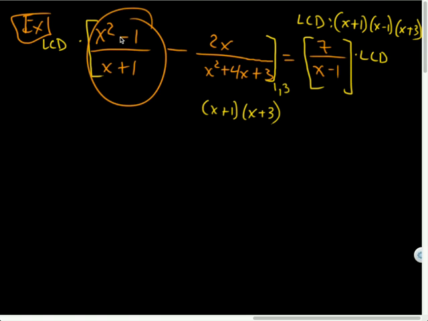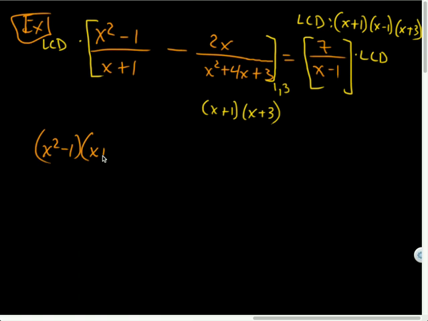Let's see. What cancels out for this first fraction? X plus 1. And I'd be left with x squared minus 1 times x minus 1, right? Times x plus 3. Yep. Let's see. I multiply by the second fraction. What cancels out? X plus 1 and x plus 3 would cancel out, right? So I'd be left with x minus 1 times this negative 2x. So negative 2x times x minus 1.